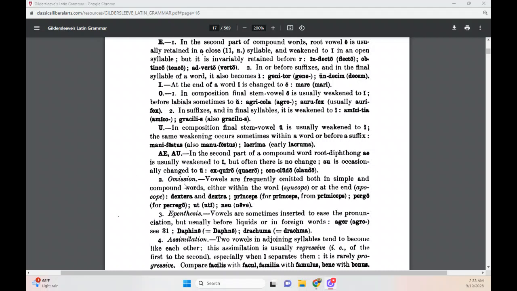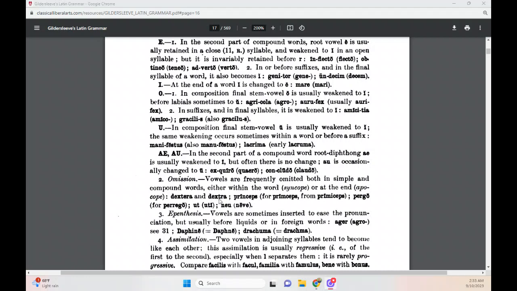The second change that happens to vowels is called omission. Vowels are frequently omitted or just left out. In simple and compound words, either within the word, so when a vowel is omitted within a word, that's called syncope. When a vowel is omitted at the end of a word, it's called apocope. So for example, here's a quick example. We see the word dextera, but we'll also see that word spelled and spoken as dextra. You can see that the vowel E is omitted. This is an example of syncope.